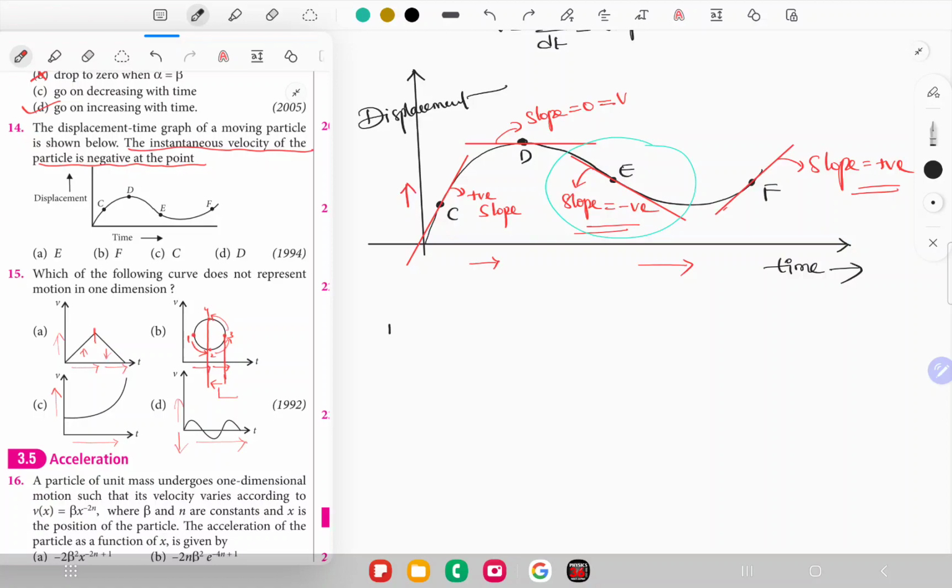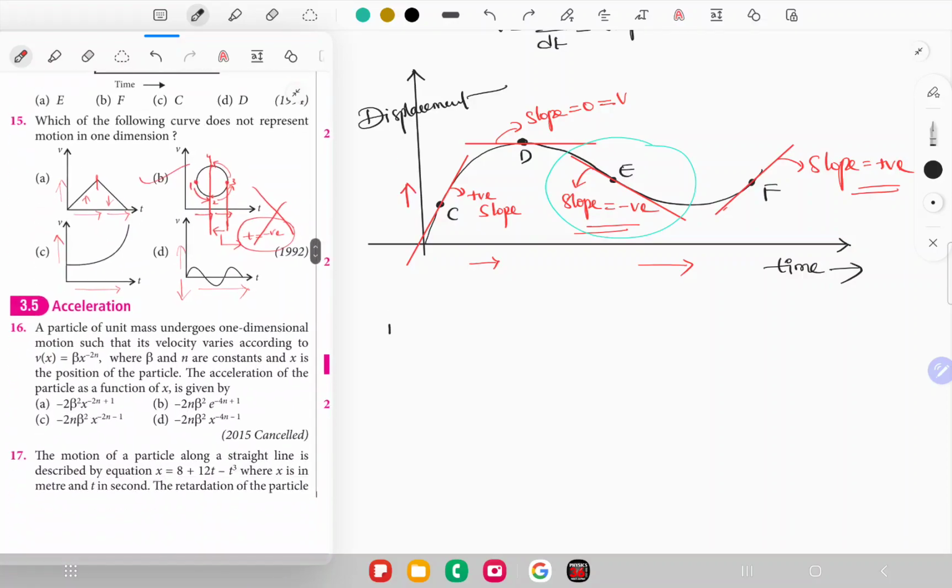Is negative time possible? Time is negative. Is that possible? No, it is not possible. That is the reason the second option is the correct answer. For the given question, it is the correct answer. Actually, this is not going to be one dimension. Is it clear, guys? Hope you understood.